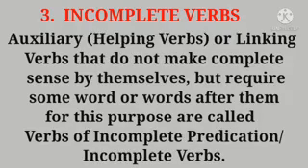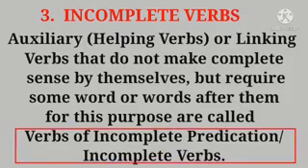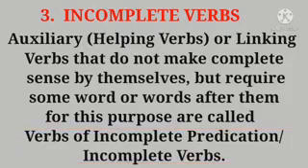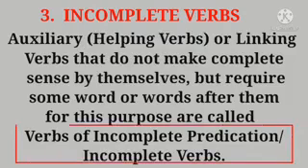Incomplete verbs. Verbs that require not an object but some other word or words to make complete sense are called verbs of incomplete predication or incomplete verbs. In other words, auxiliary or helping verbs are forms of verbs like be and have, or linking verbs like appear, seem, become, grow, smell, etc., that do not make complete sense by themselves but require some word or words after them for this purpose are called verbs of incomplete predication or incomplete verbs.